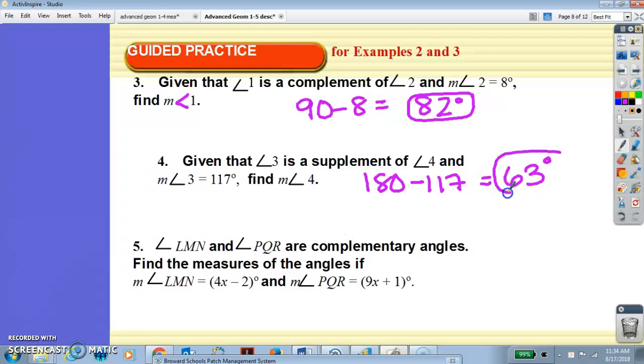63 degrees. Good job. And try our next one.